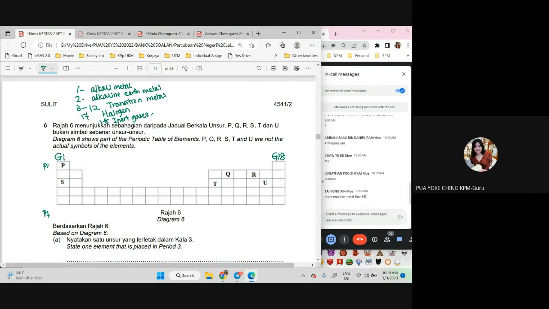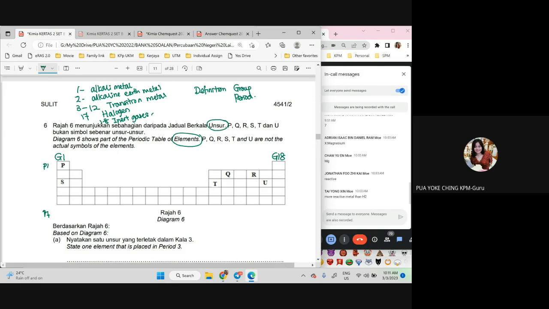And then dalam ni apa yang biasa ditanya, dia akan tanya tentang definition untuk group, definition untuk period. Okay, vertical column in the periodic table of elements. Okay, horizontal rows of elements in the periodic table of elements. Okay, tak kisahlah group atau period, dalam you punya jawapan, mesti keluar at least sekali perkataan elements.